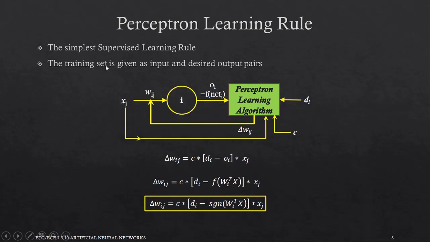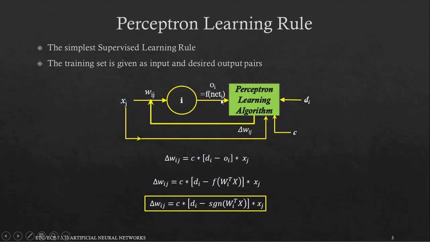To understand the perceptron learning rule better, let us consider this neuron model. This is the ith neuron. Its input x is written as xj because it is the output coming from the jth previous neuron. The weight between the jth presynaptic neuron and the ith postsynaptic neuron is written as wij. The output of the ith neuron is given as f of net i.